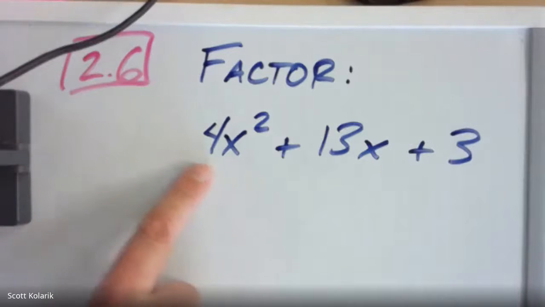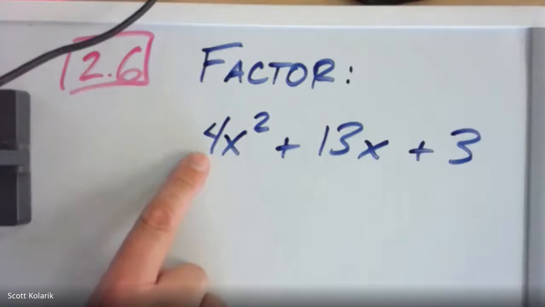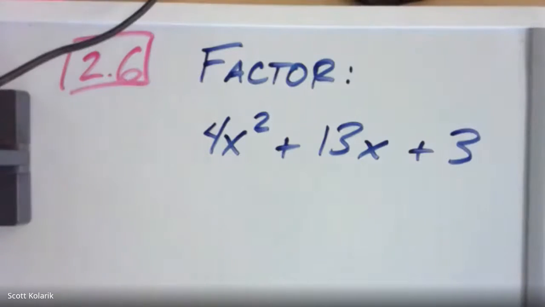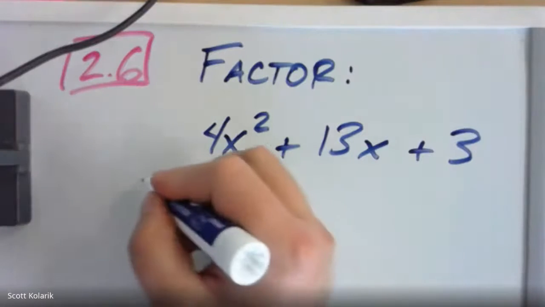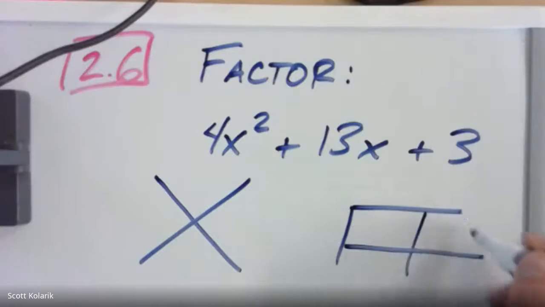Why? Because it's not just x squared here. It's 4 times x squared. This extra coefficient here, the fact that I couldn't factor it out at the beginning, means I have to use X method. So let me do that really quickly. X method. There's my X. Here's my table.